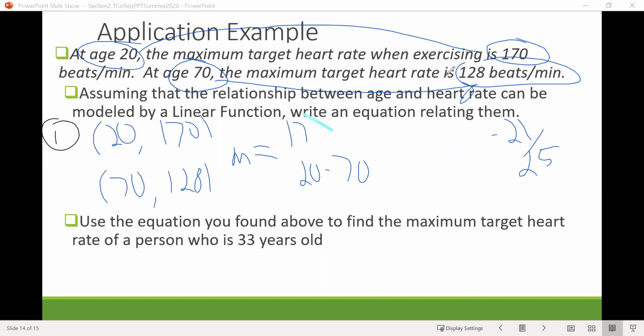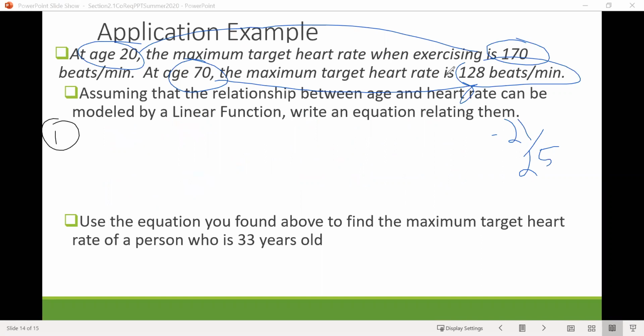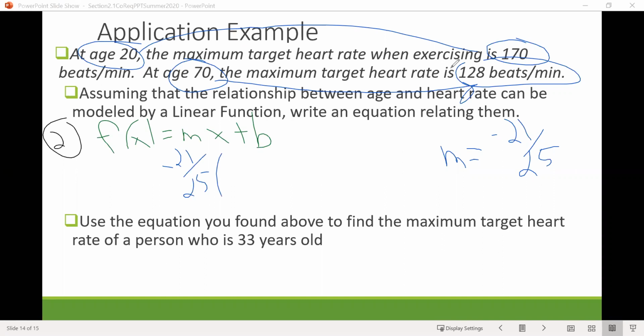Okay, so that's our slope, negative 21 over 25. Once we have the slope, what comes next? Right, we need to find our vertical intercept. So that's step 2. Recall that we do that by choosing a point and our slope, plugging it into the equation, using f of x equals mx plus b here, since this is a linear function. Our slope is negative 21 over 25. Recall that it doesn't matter which point we use, so I'm going to use one where you input 20 and output 170.